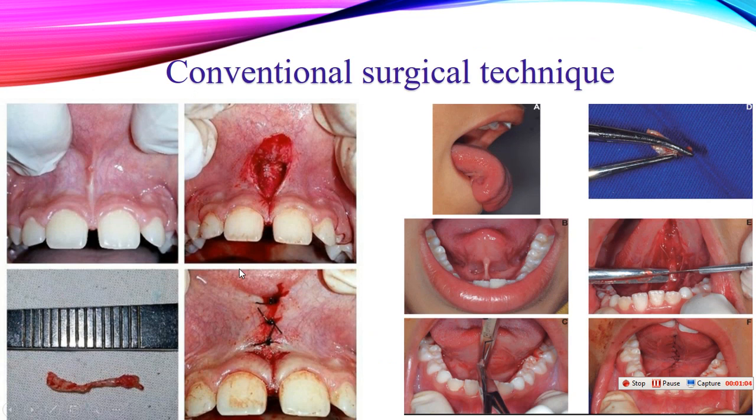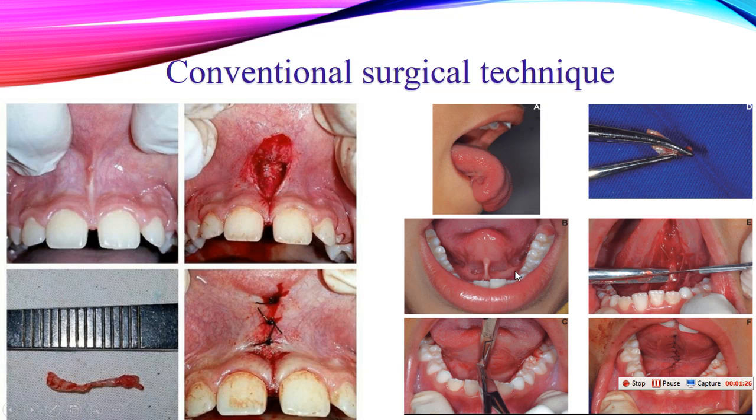This is the conventional surgical technique, as seen in this picture, the labial frenectomy. In the conventional technique, we need anesthesia. After injecting the anesthesia, make an incision with the surgical blade. Also, you can hold the frenum with a hemostat, then cut with the blade, then suture.